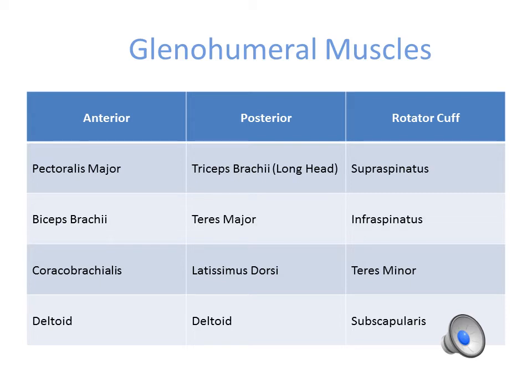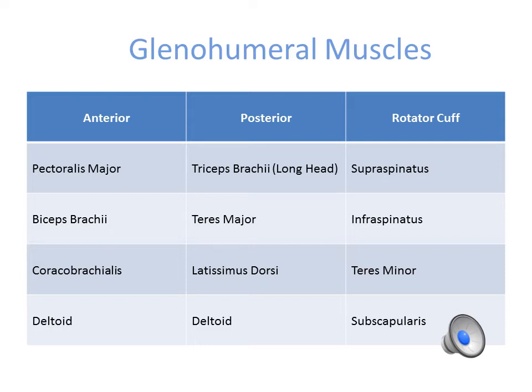In this lecture, we will move on to cover the posterior muscles that act at the glenohumeral joint. These include the triceps brachii, long head, teres major, latissimus dorsi, and deltoid.